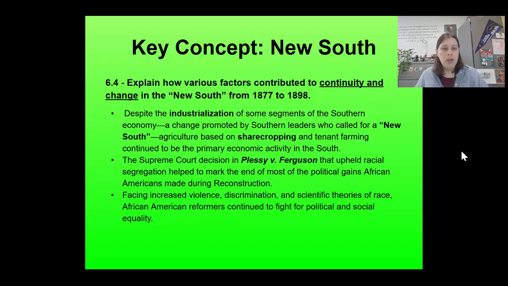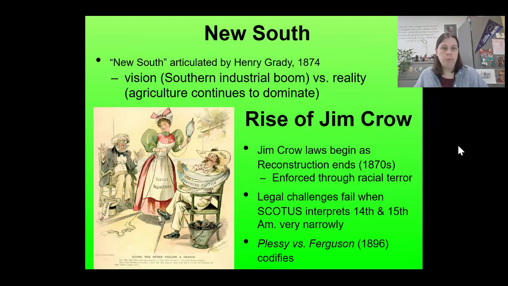The other thing also mentioned is that starting in the 1870s, continuing in the 1880s, and then culminating in 1896 with Plessy versus Ferguson, the Supreme Court is undermining the 14th and 15th Amendments with a series of court cases that enshrine Jim Crow. So here's the New South in a nutshell.